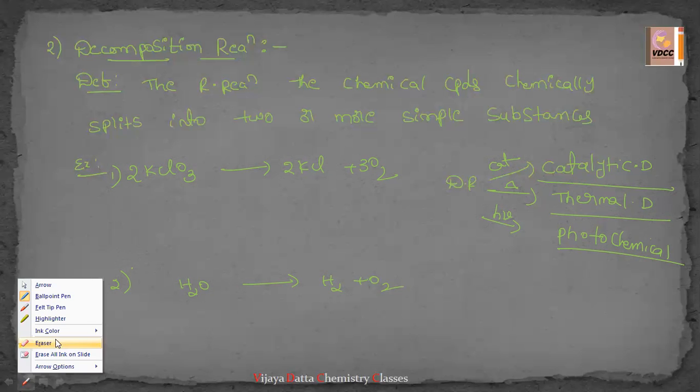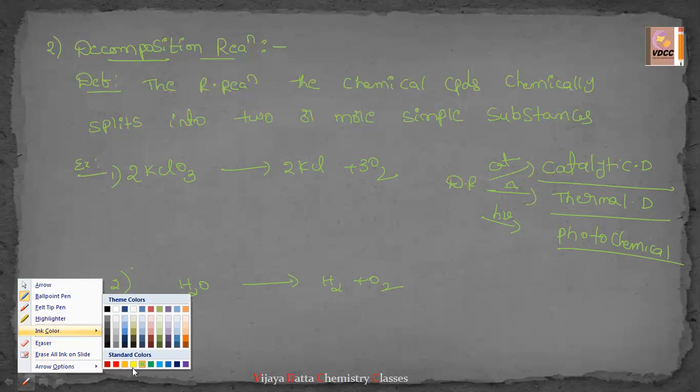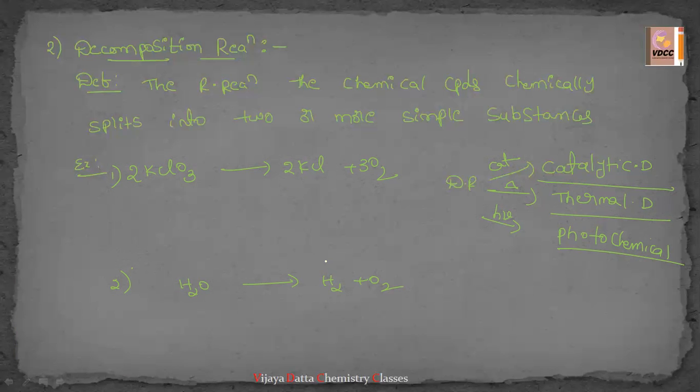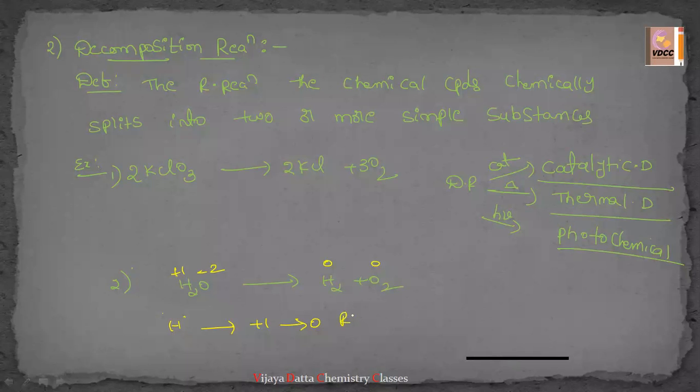Simply, we can calculate its oxidation states, and also we can check whether it is a decomposition. See here, oxygen is 0, hydrogen is 0, whereas here, oxygen is minus 2, hydrogen is plus 1, isn't it? For decomposition, we have to check whether it is a redox reaction or not. Considering hydrogen, its oxidation state changed from plus 1 to 0. Plus 1 to 0 is nothing but decreasing oxidation state. Decreasing oxidation state is called reduction.